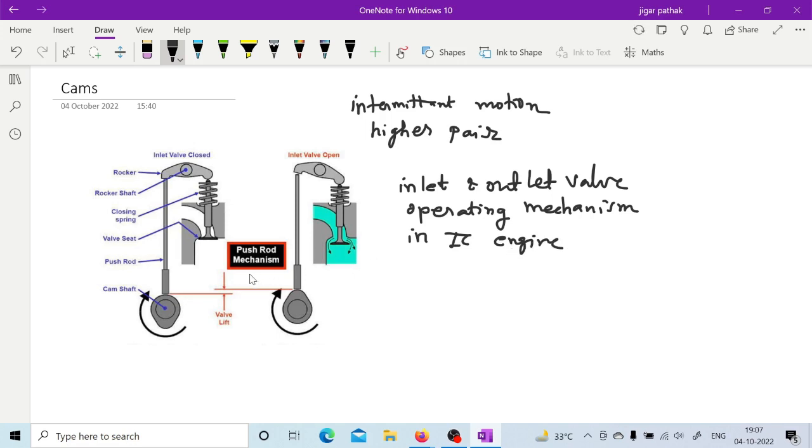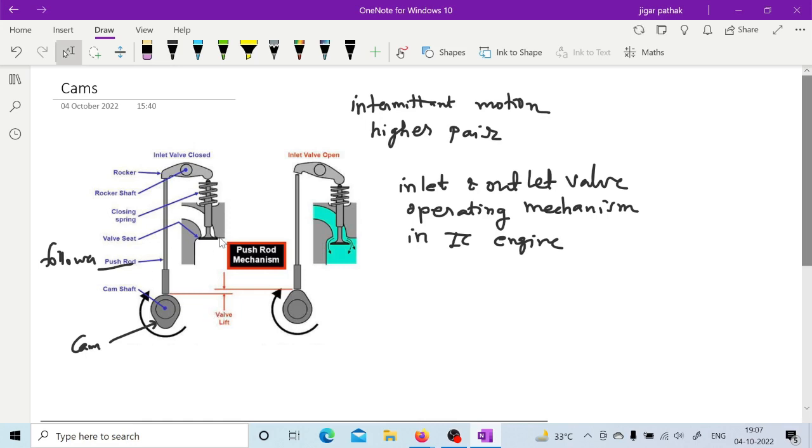So here, as you can see, this push rod is considered as a follower, and this is the cam shaft on which this cam is mounted. This is known as the cam. So this cam is going to provide the required motion to the push rod so that this valve will open and close according to the requirement.